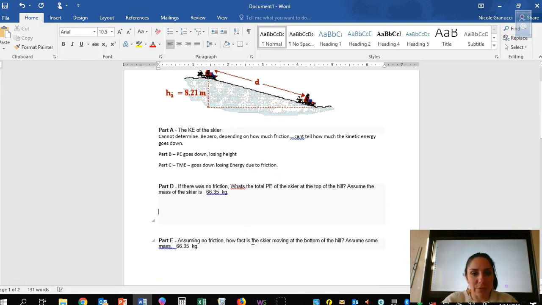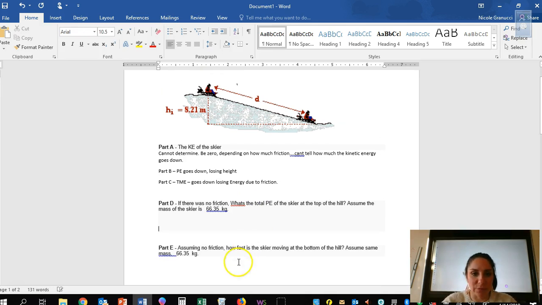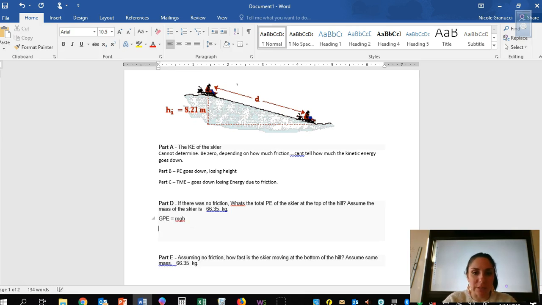But I want to do this question specifically because it's very similar to what you'll see in your midterm anyway. But here we go. If you had no friction, what's the total energy at the top? You're going to have all potential energy because the energy at the top is associated with the height, and you're at rest. So it's all GPE. The GPE is going to be mass of the person times 9.81 times the height.